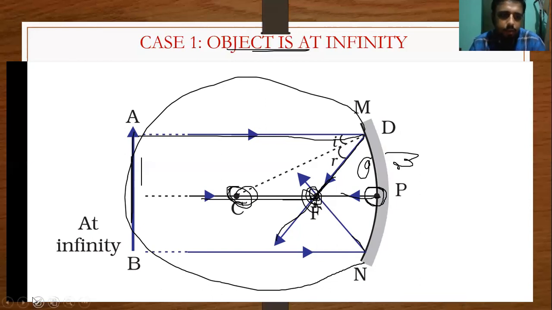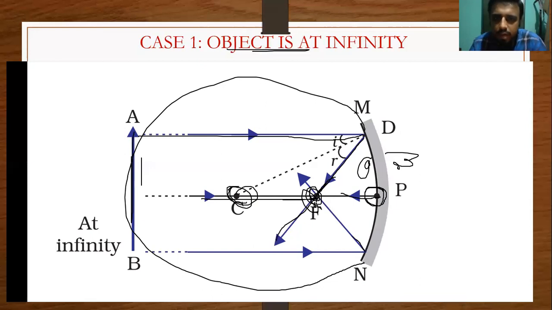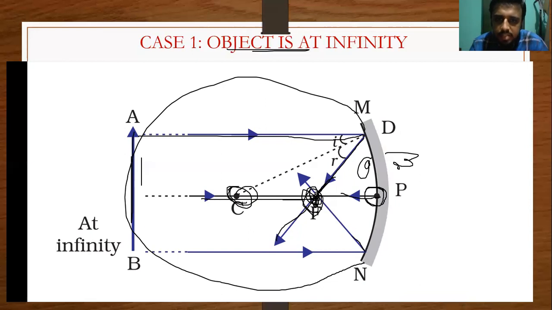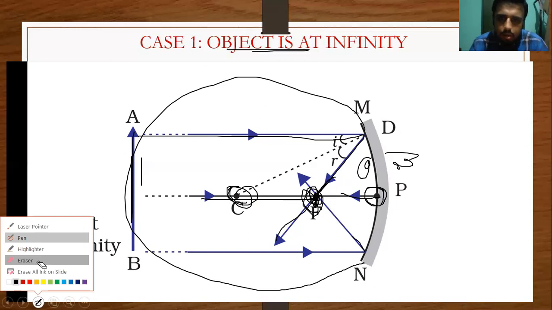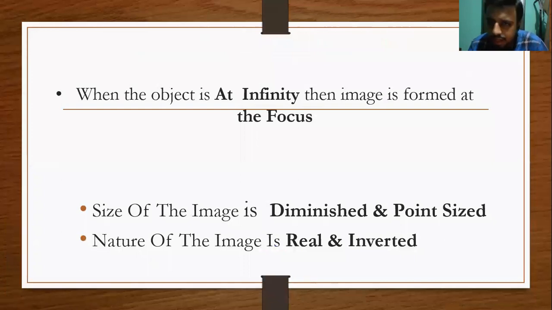So when the object is at infinity, the image is formed at the focus. As you can see here, the image is formed at the point F, the focus. What is the characteristic of the image? The size of the image is highly diminished and point-sized. The image formed is a point. The nature of the image is real and inverted.